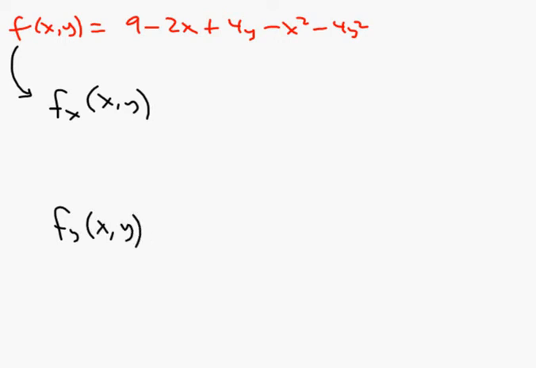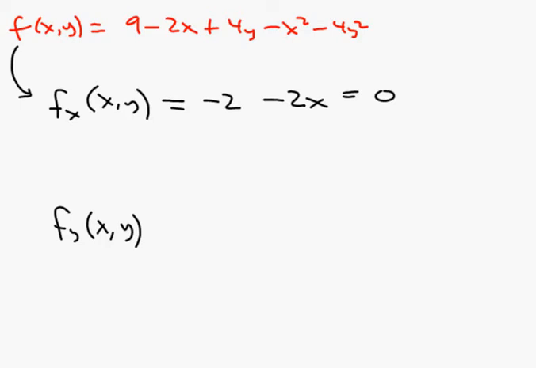Okay, so f sub x would be the derivative of this thing with respect to x. The derivative of 9 is 0. The derivative of negative 2x is negative 2. The derivative of 4y would be 0 because there's no x term in it. It doesn't vary with respect to x. The negative x squared would have a derivative of negative 2x, and negative 4y squared is going to have a derivative of 0. Okay? We need that thing to equal 0 to get a possible critical point.